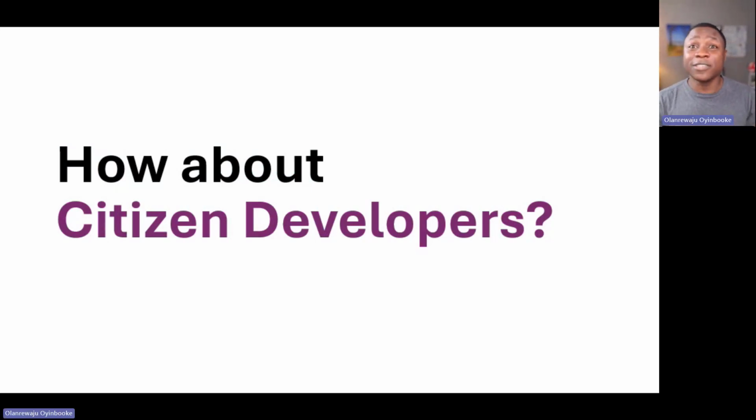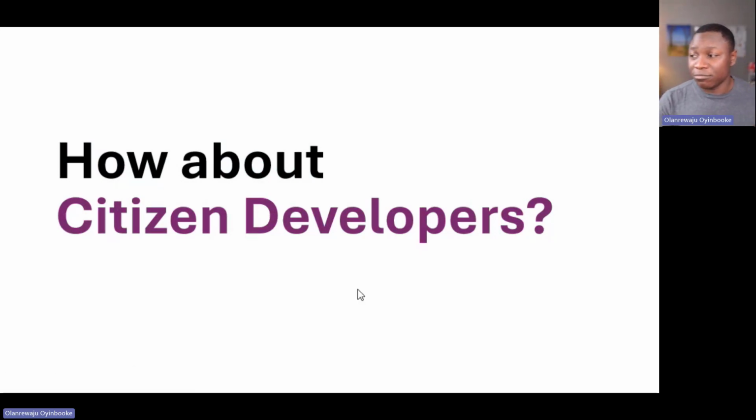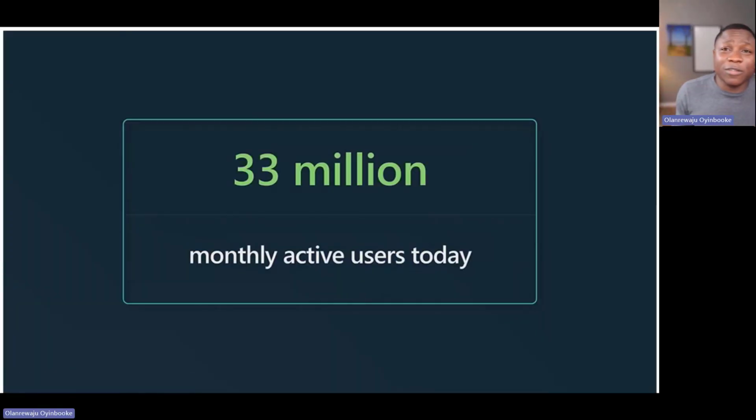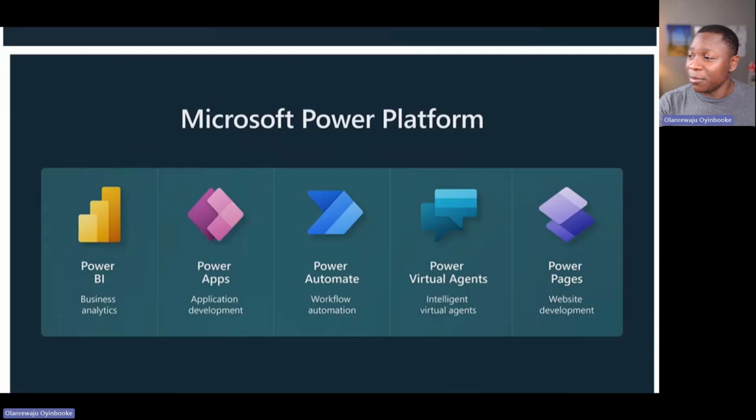Right. So how about citizen developers? How can a data scientist on Fabric build a solution and make it available so that a citizen developer can actually consume it one way or the other? That's the question. And if you're wondering, why citizen developers? We have over 33 million of them. That's monthly active users on Power Platform. Over 33 million. So they are quite a number.